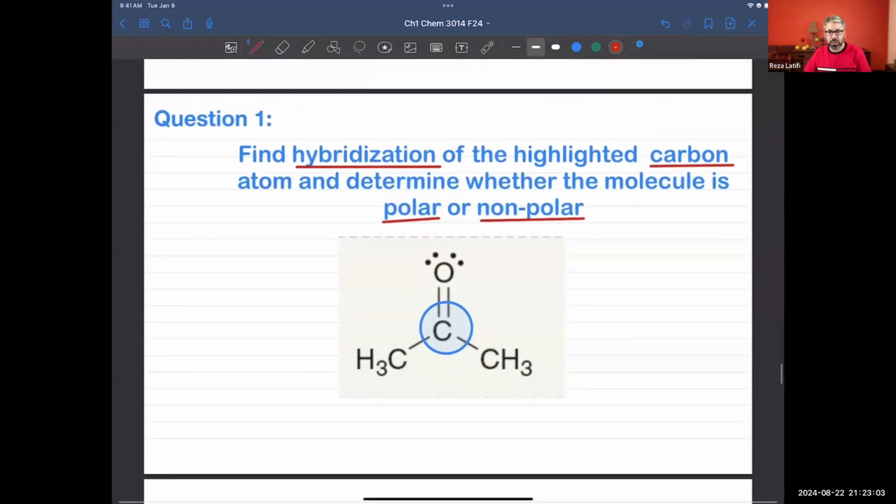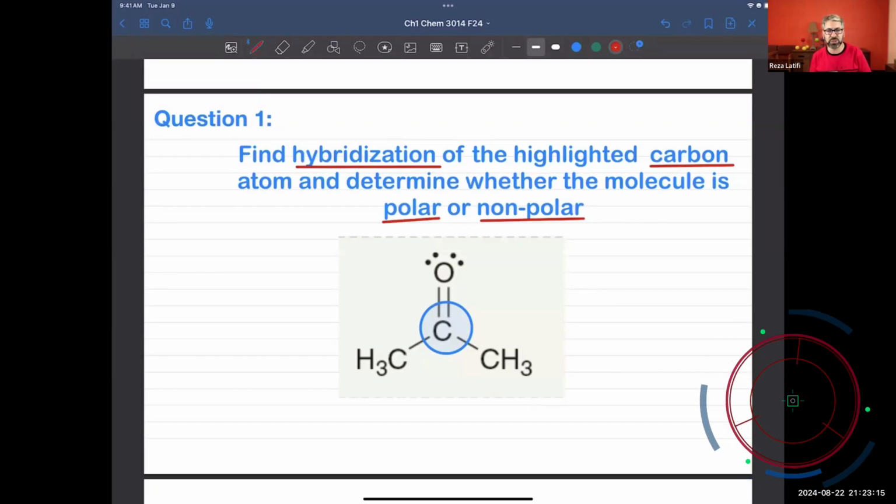Now, this video has some embedded questions. It has two of them, and this is the first question. It's asking what's the hybridization of the highlighted carbon, the one that I circled, and also to determine whether the molecule is polar or non-polar.